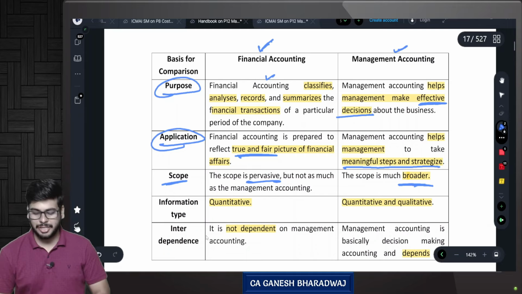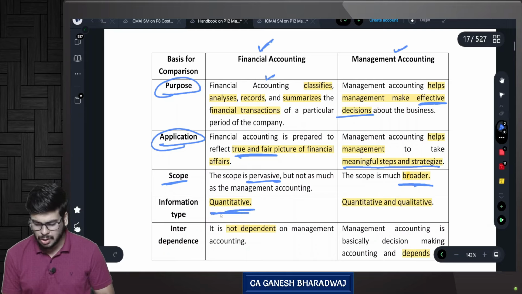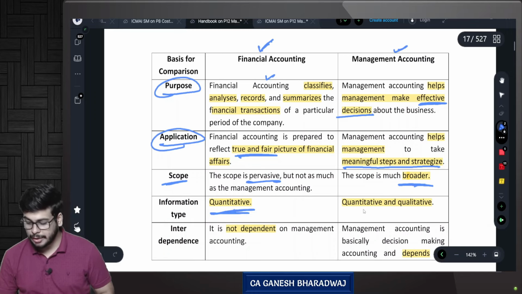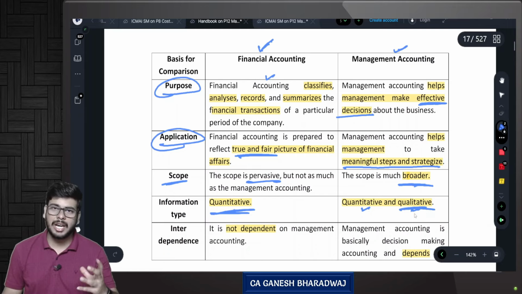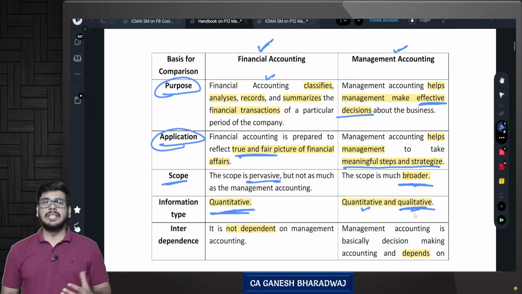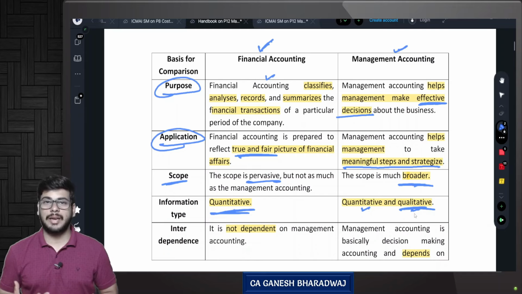Next, the information type. For financial accounting, it is only quantitative. Absolutely, we just deal with figures. Whereas in management accounting, we'll be seeing it deals with both quantitative as well as qualitative. Quantitative means financial data. Qualitative means non-financial data. For example, there is something called the learning curve effect and all.